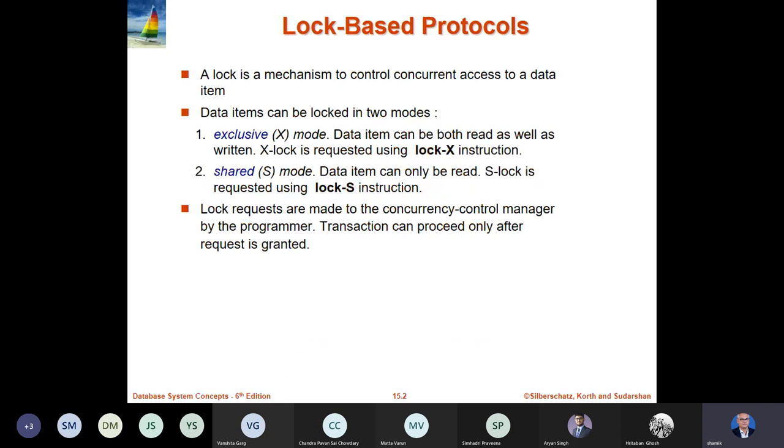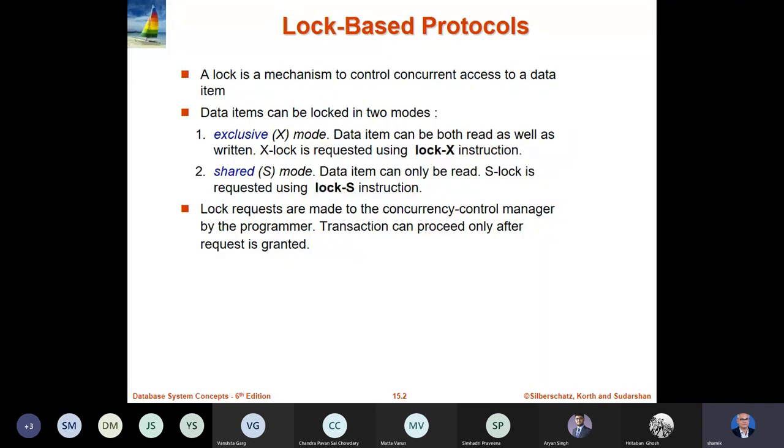So we'll see a few ways of ensuring concurrency control. One of them is what is called lock-based protocols. Lock is something which you have already studied in the context of operating systems. A lock is a mechanism to control concurrent access to a data item. So data items can be locked in two modes. One is what is called exclusive mode, or the X lock. The other is the shared mode, which is called the shared lock or often called the read lock. An exclusive lock is also often called the write lock.